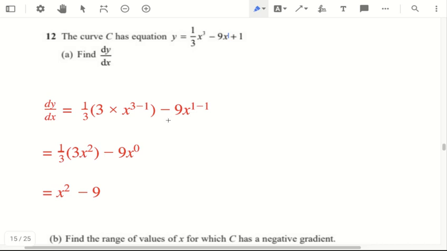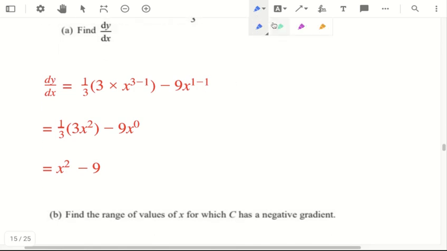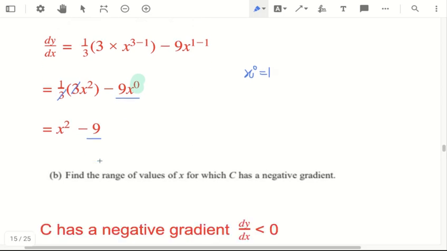Okay, let's sort it. Minus 9x to the power 1, so 1 minus 1. Okay, so then we get 9 times x to the power 0, and then 3x squared. So 3 times x, 3 minus 1 is x squared. Okay, so x to the power 0 is 1. So this becomes 9, and this becomes x squared. So we get x squared minus 9.